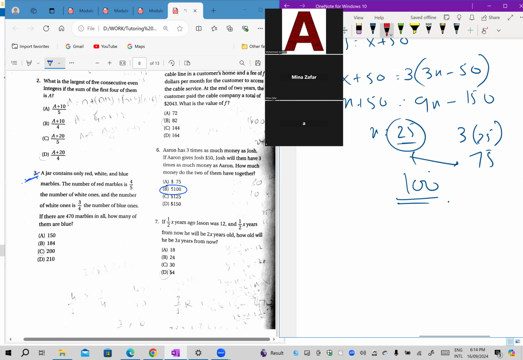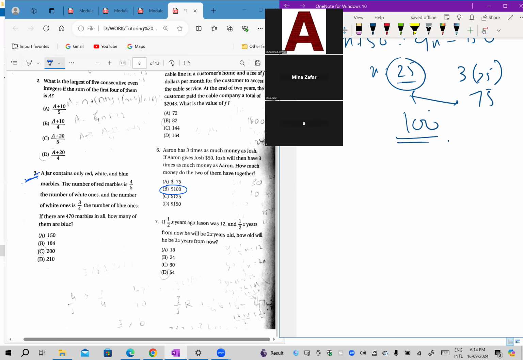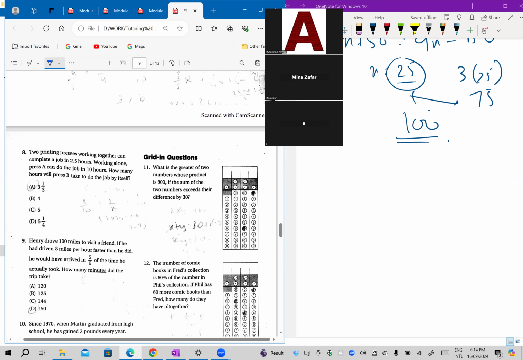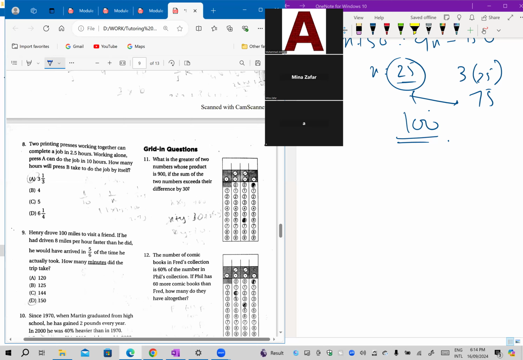Okay, all right. Next question. Question number 8. Two printing presses working together can complete a job in 2.5 hours. Working alone, press A can do the job in 10 hours. How many hours will press B take to do the job by itself?